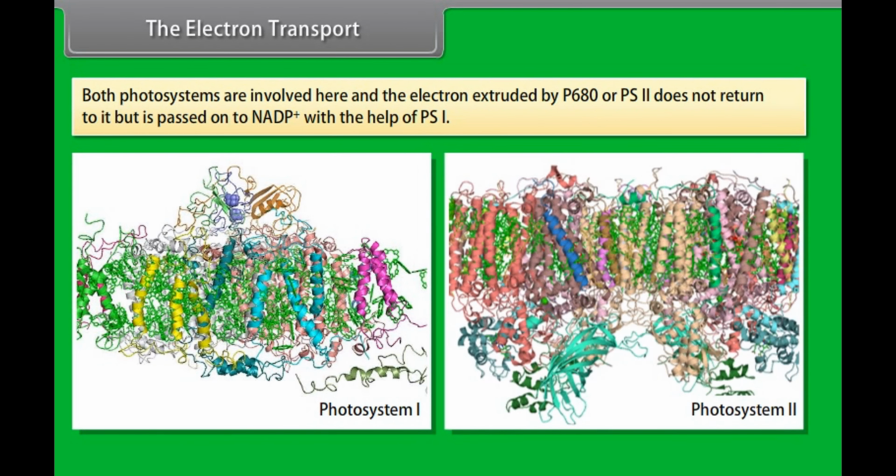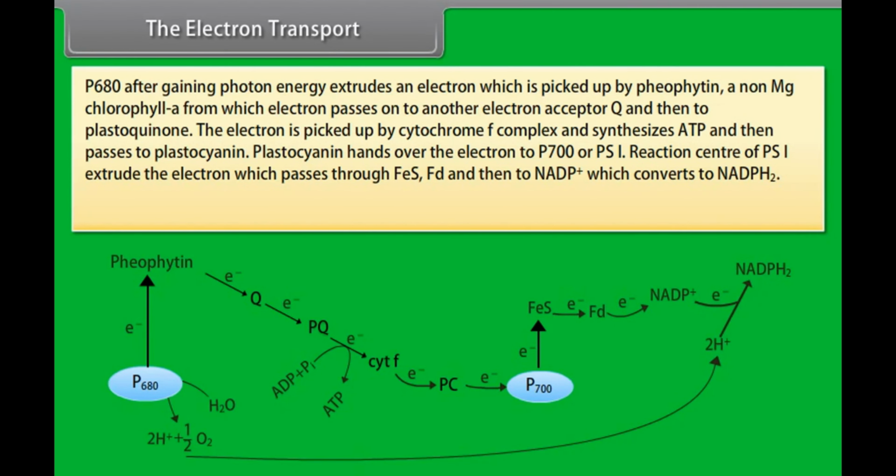The electron transport. Both photosystems are involved here and the electron extruded by P680 or PS2 does not return to it but is passed on to NADP+ with the help of PS1. P680, after gaining photon energy, extrudes an electron which is picked up by pheophytin, a non-Mg chlorophyll A, from which the electron passes on to another electron acceptor Q and then to plastoquinone.